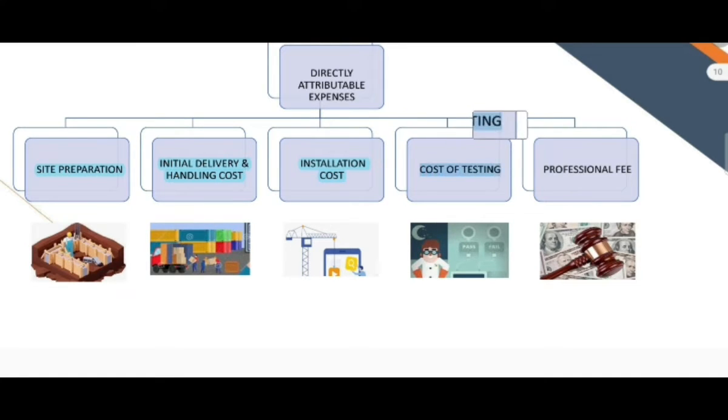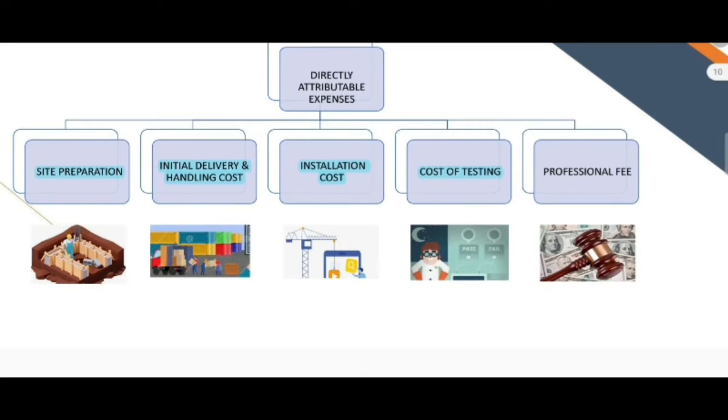Then there is a cost of testing. Sometimes you have to test the product that you are producing using the machine or an asset, then such cost of testing like purchase of raw material, direct labor costs should be included in the value of asset as directly attributable expenses. And then there's a professional fee which could be a legal fee or an architect fee, that is said to be professional fee that is necessary to incur in order to purchase an asset.